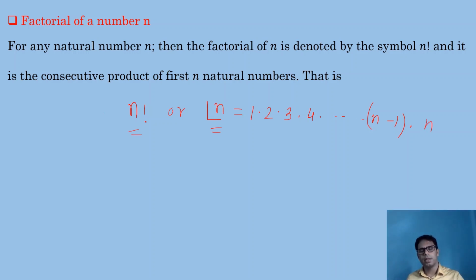Very simple. That means it is factorial of some number. That number should be a natural number, and it is nothing but the continuous product or consecutive product up to the first n natural numbers. And this is also written in another symbol. We write pi, the capital letter pi, and here the dummy variable I takes values from 1 up to n, and then we write I here. It will represent this thing.